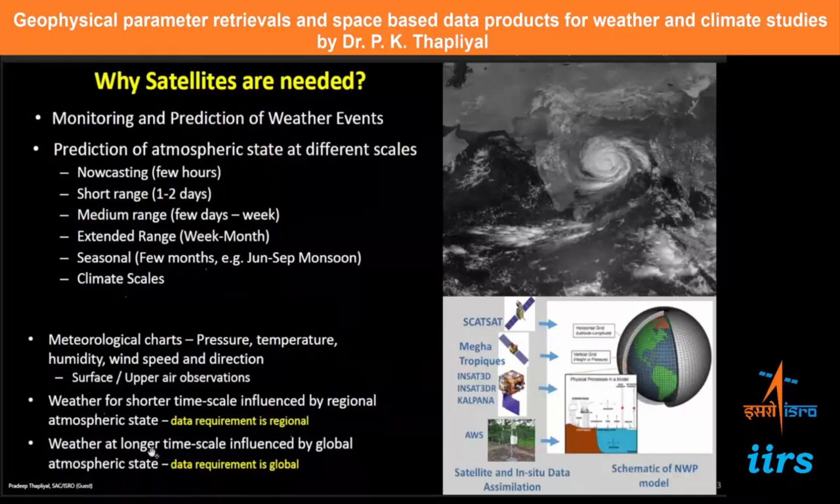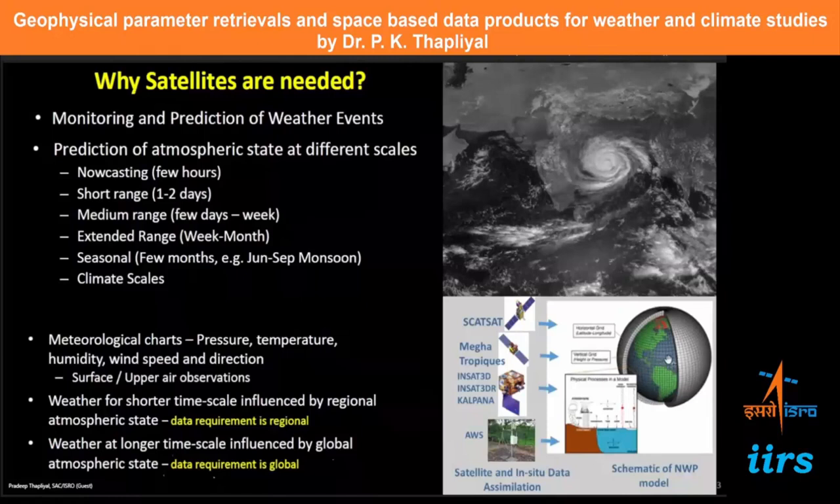But if you want to do weather prediction at longer time scales, like a few days to a few weeks, then the global atmospheric state is important for your numerical weather prediction model. So in that case, your data requirement is global. Here I'm giving just an example for numerical weather prediction. You have a numerical weather prediction model solving mathematical equations, and those equations are driven by the physics of the atmosphere and of the atmospheric system.